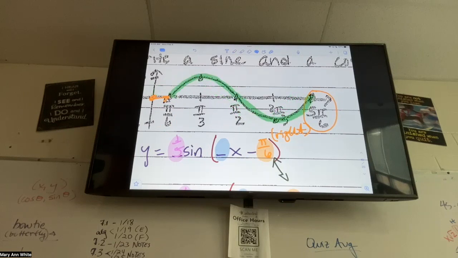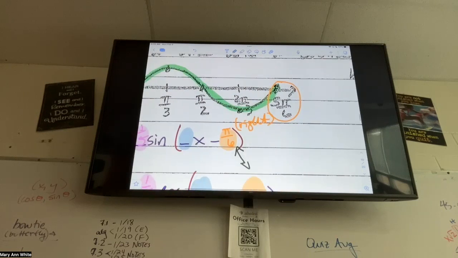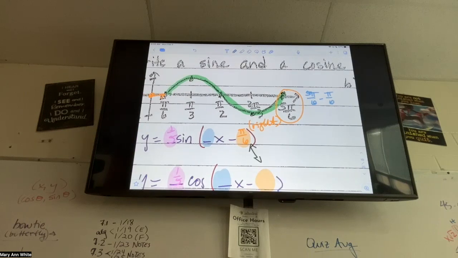So that's why, and I believe we did this in class the other day, but that's why I'm about to do 5 pi/6 minus pi/6, because that's going to mimic what the actual horizontal length of my graph is. So 5 pi/6 minus pi/6 is 4 pi/6, which is the same thing as 2 pi/3. So my period is 2 pi/3.